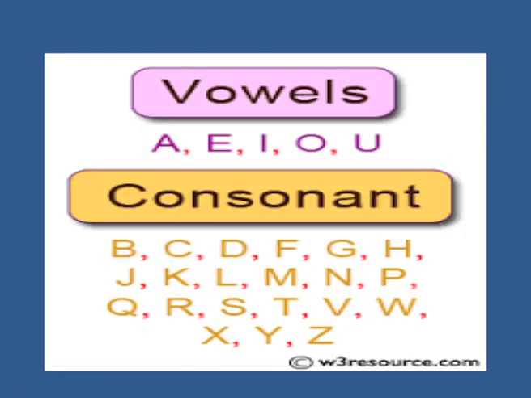So, just now I made a mention about the 26 letters. The English language has a 26 letter alphabet. Okay. This 26 letter alphabet is divided into two, vowels and consonants. We all know that vowels are A, E, I, O, U. Consonants are B, C, D, F, G, H, J, K, L, M, N, P, Q, R, S, T, V, W, X, Y, Z.